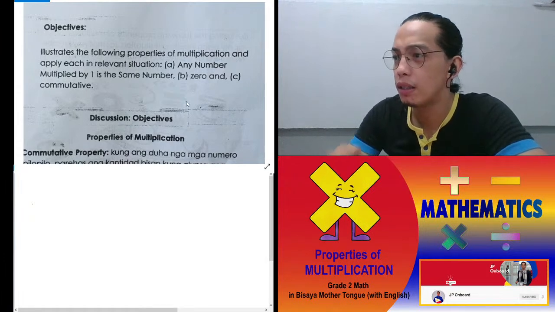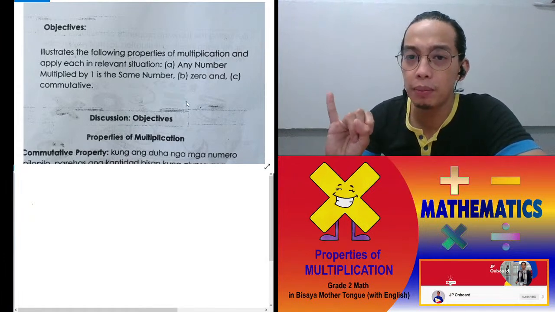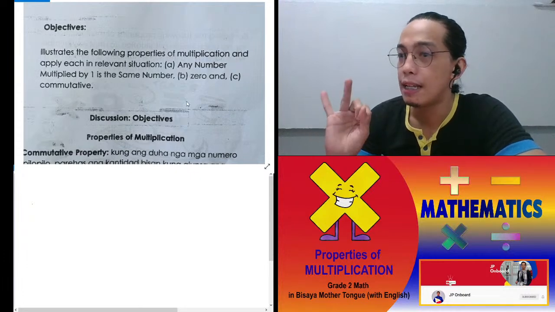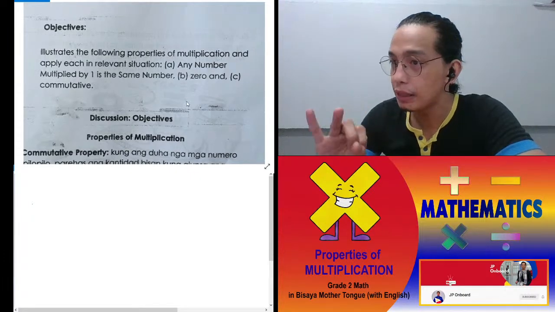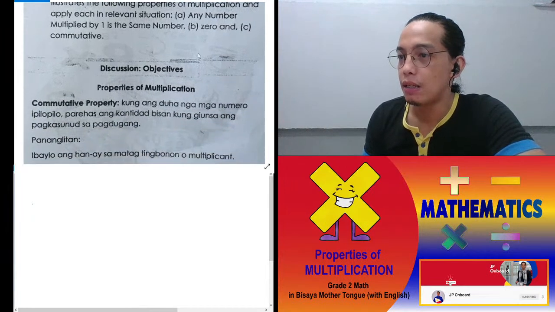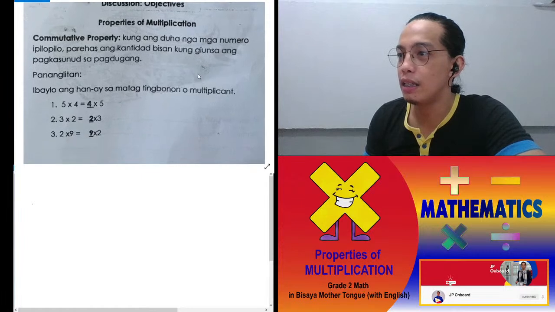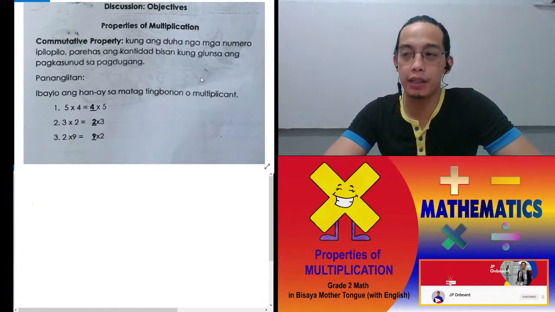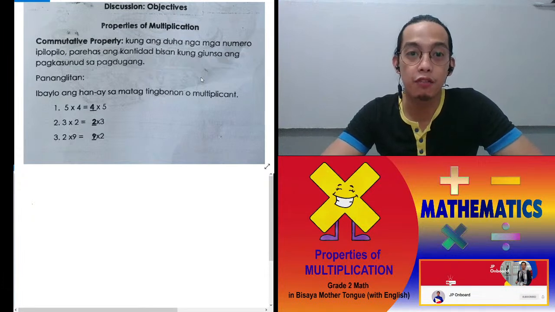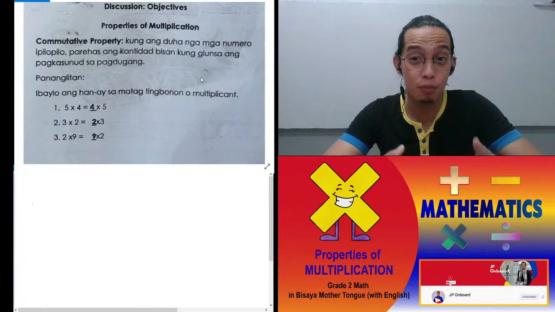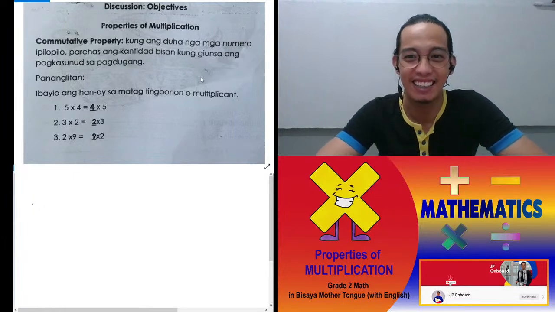Number one, any number multiplied by 1 is the same number. We'll talk about it later. Zero property and commutative property. Okay. So this is a discussion already. Number one is the properties of multiplication. Number one, commutative property. Okay, commutative property. Read it together.